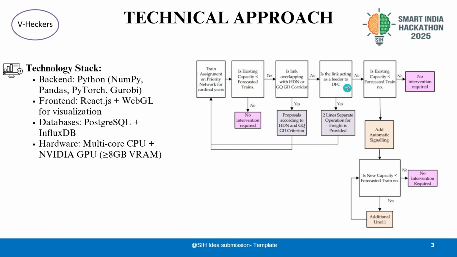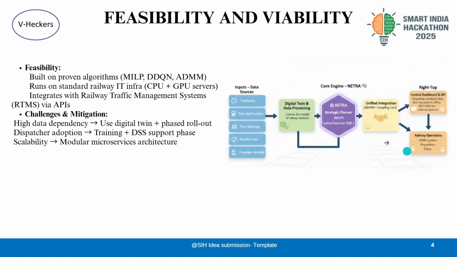If it is no, then if it is yes, then the two line separation operation for freight is provided. Again, it goes on the train assignment. If it is no, then is the existing capacity less than the forecasted train? If it is no, then no intervention is required. If it is yes, then we are adding an automatic signal. And if the new capacity is less than the forecasted capacity, we are adding one more line to it. If it is no, then also we don't require any changes.